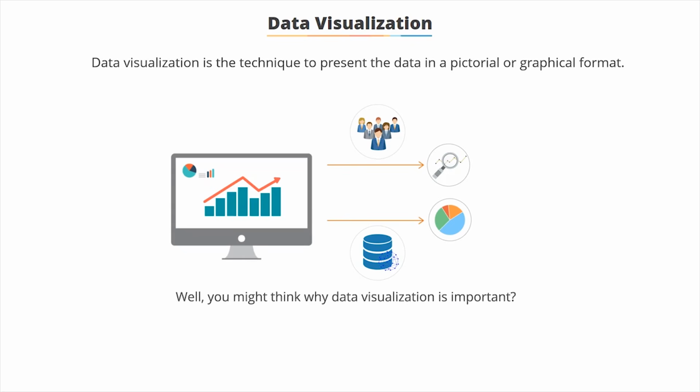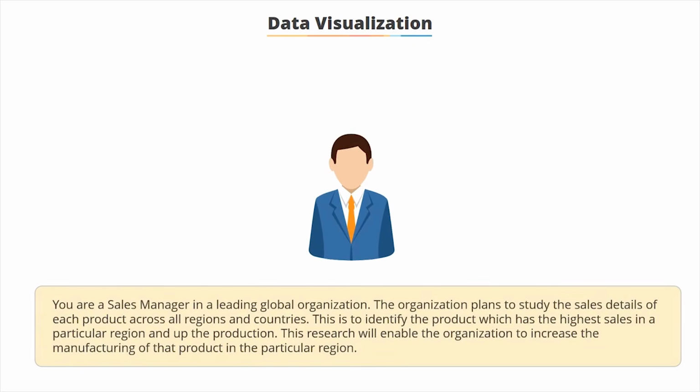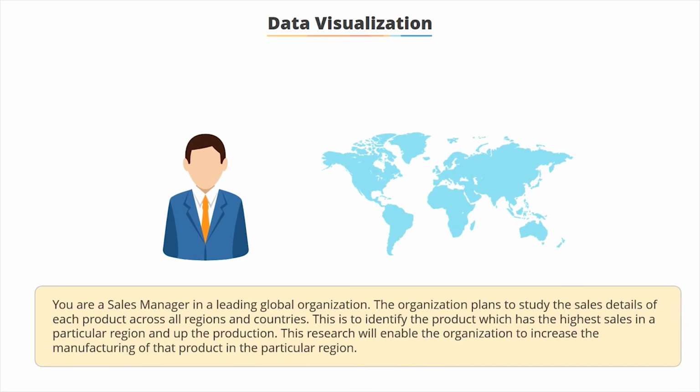Let's explain with an example. You are a sales manager in a leading global organization. The organization plans to study the sales details of each product across all regions and countries. This is to identify the product which has the highest sales in a particular region and up the production. This research will enable the organization to increase the manufacturing of that product in the particular region.